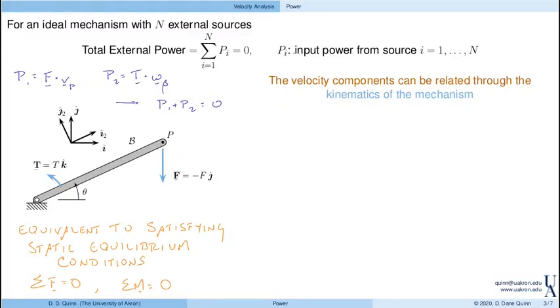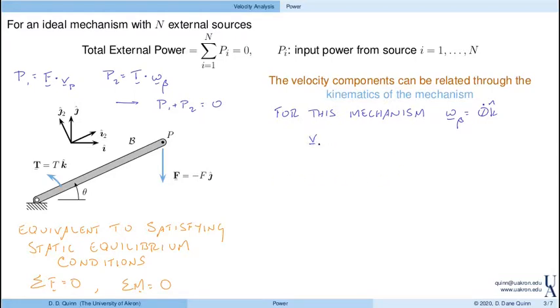Now, for this link, we find that the angular velocity is simply theta dot in the k direction. Right, so that's going to be our angular velocity in terms of this angle theta.